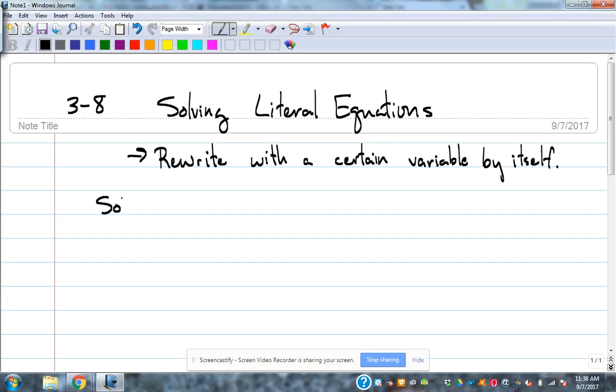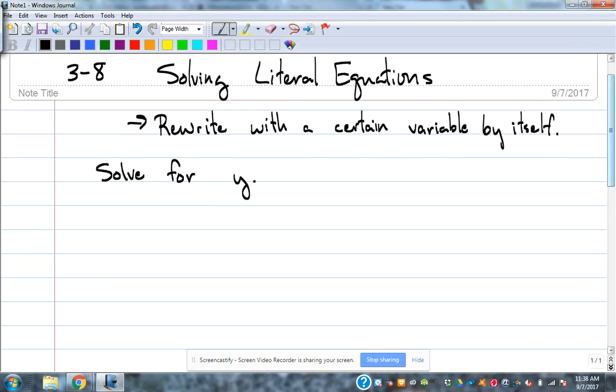So these first few, we're going to do the same thing on. We're going to solve for y, the variable y, on these first 5 actually. So first example, something fairly simple. 3x plus y is equal to 8. And we want to get y by itself. Whatever letter you're asked to solve for, you want to get that letter by itself.